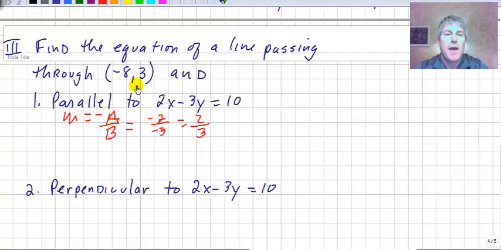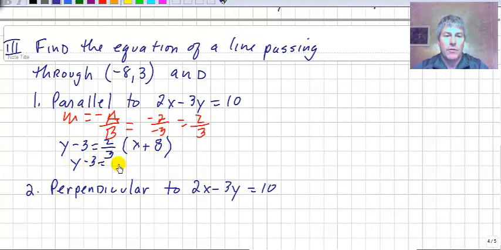And then we want it to pass through (-8, 3). So we have a point, we have a slope, we can use point-slope form. Let's go ahead and input everything. We want to substitute our y into the right-hand y. So we get y minus 3 equals, we grab our slope because it's parallel to this line, 2/3 times x minus a negative 8, or x plus 8.